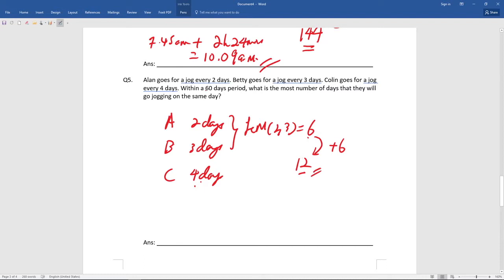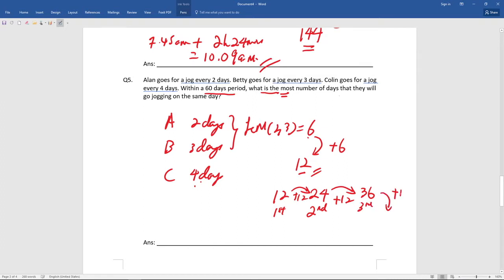So within a 60 days period, what is the most number of days that they would go jogging on the same day? On the 12th day, they would jog together. This is the first time they jog together. On the 24th day, which is another 12 days later, they would jog together the second time. And another 12 days later, which would be the 36th day, they would jog together the third time.